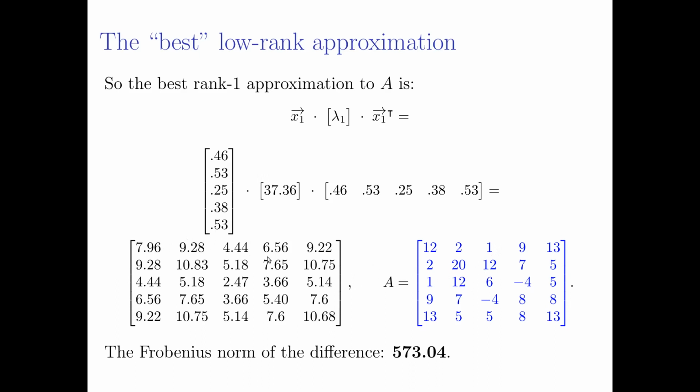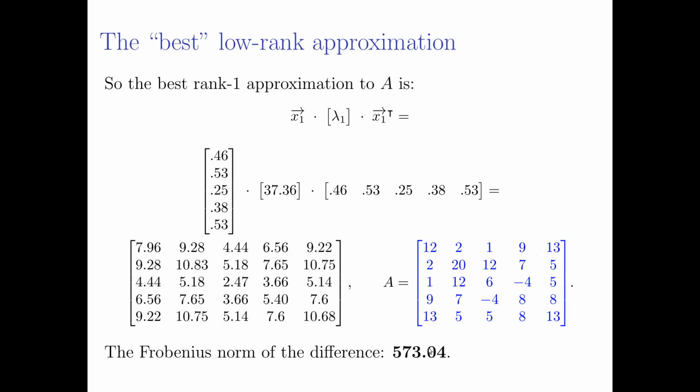And if you run your eyeballs over it, you'll see, this really isn't that great. I mean, let's just take the top row. The true top row was 12, 2, 1, 9, 13. What we got from our approximation was like 8, and then 9, and then 4.5, and then 7, and then 9. I mean, it's not even really very good.